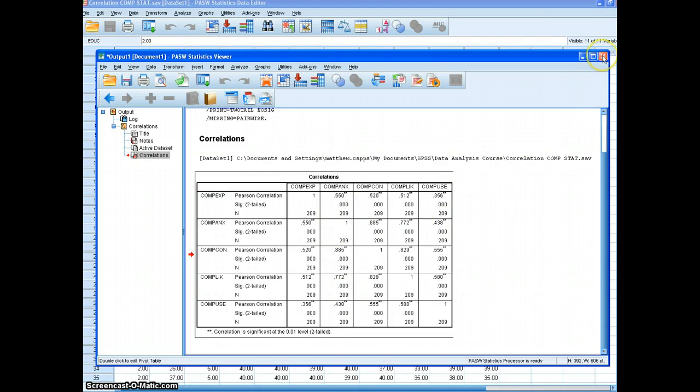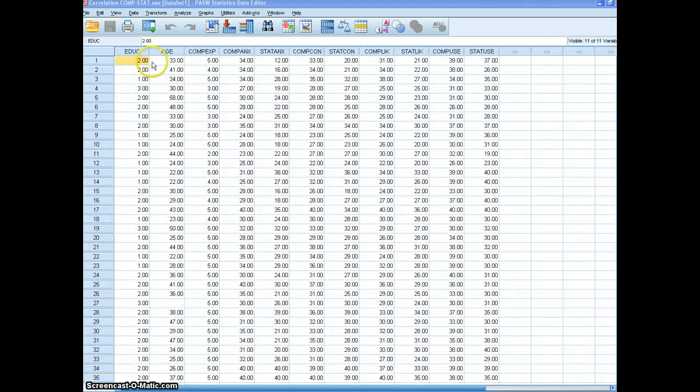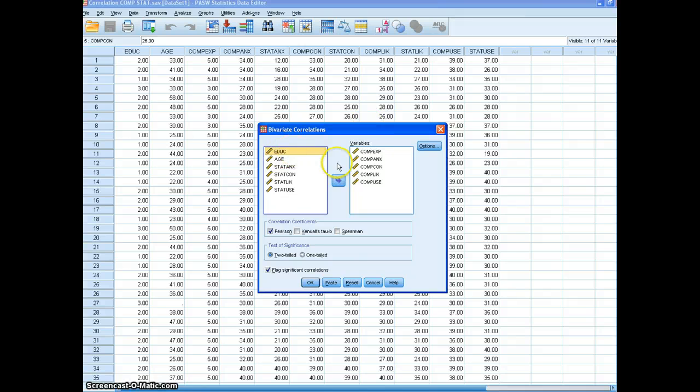Now, let's get rid of that, and let's try looking at the correlation between education and, let's see, what is that? Yeah, we'll do education. So all we've got to do is move that over. But we want to switch this to Spearman because that is a ranking. So we're going to change that.